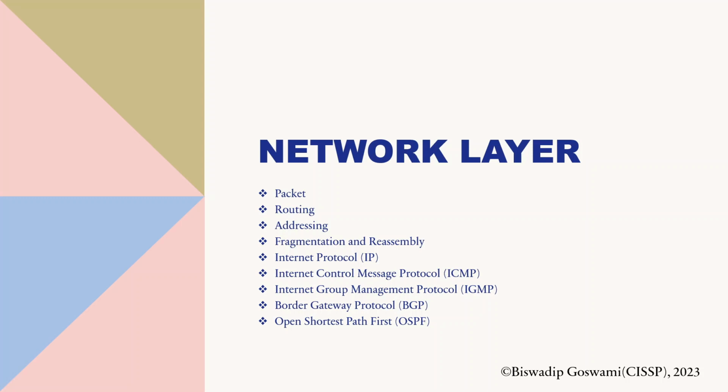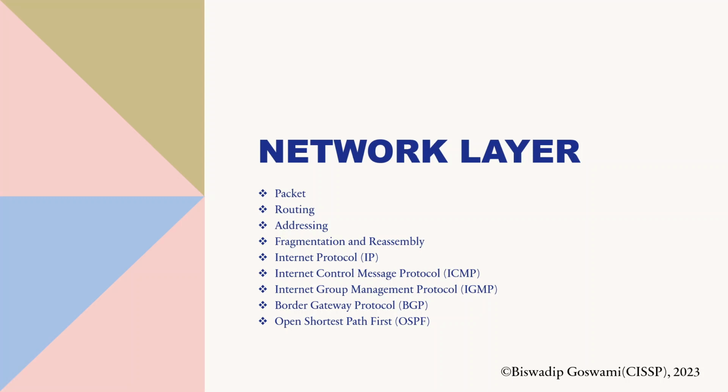Fragmentation and reassembly. The network layer can fragment large packets into smaller ones for transmitting across networks with a smaller maximum transmission unit, or MTU, size. The receiving device can then reassemble the packets into their original form. The network layer includes mechanisms for detecting and handling errors in data transmission. It also manages network congestion to ensure that data is transmitted efficiently.